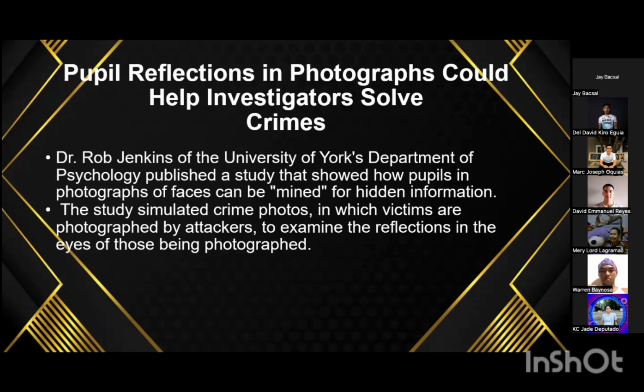Pupil reflection in photographs could help investigators solve crimes. Dr. Rob Jenkins of the University of York's Department of Psychology published a study that showed how pupils in photographs of faces can be mined for hidden information. The study simulated crime photos in which victims are photographed by attackers to examine the reflection in the eyes of those being photographed.